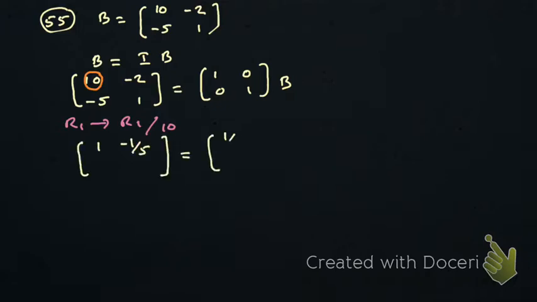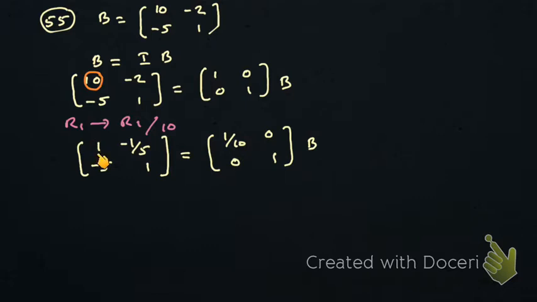So dividing the first row throughout by 10, 10 by 10 is 1, minus 2 by 10 is minus 1 by 5, is equal to 1 by 10 and 0 by 10 is 0. So that's your first row divided by 10. Second row, we did not do anything, so I'm just copying minus 5, 1, 0, 1 into B.